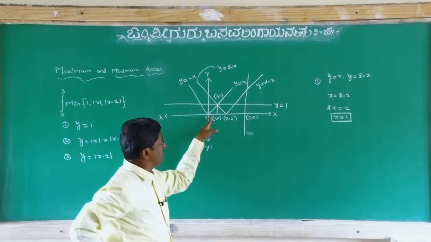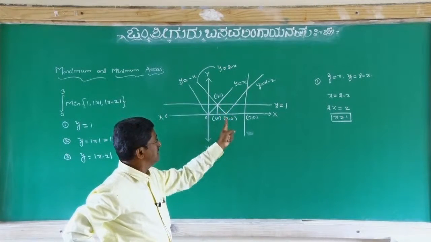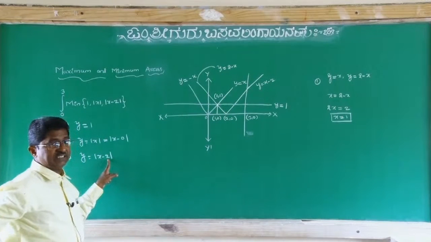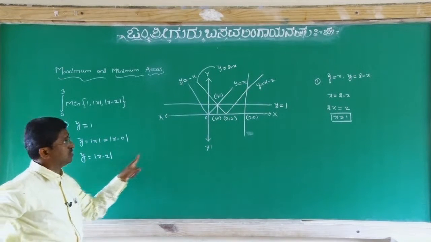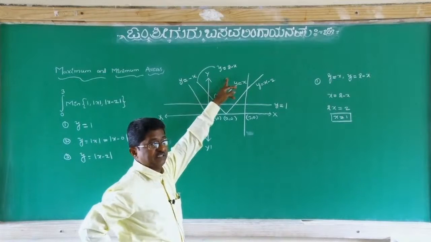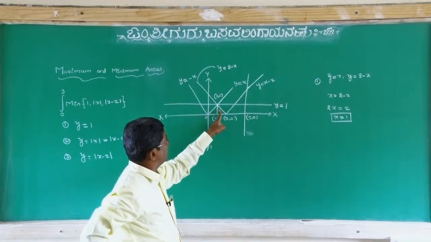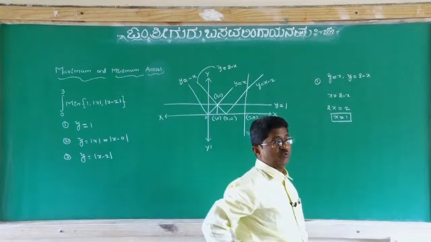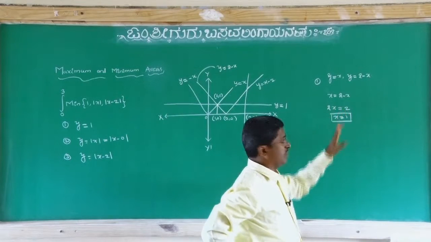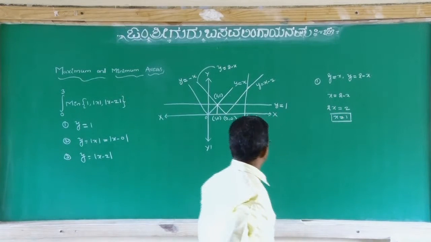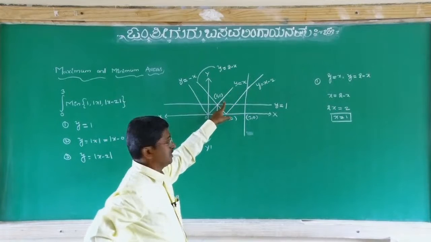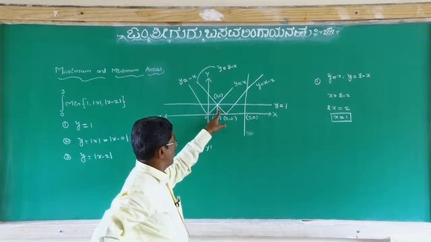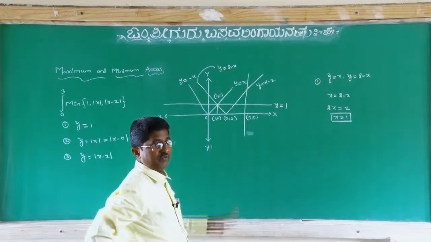Point of intersection means solving the line y is equal to x with this line. On the left-hand side, mod of x minus 2, where x minus 2 is less than 0, means minus of x minus 2, nothing but 2 minus x. So solving y is equal to x and y is equal to 2 minus x, 2x is equal to 2, x is equal to 1. When we substitute x is equal to 1 in this line, y also becomes 1. Draw a perpendicular to the x axis. The y coordinate is 1 unit, and the x coordinate is also 1 unit.